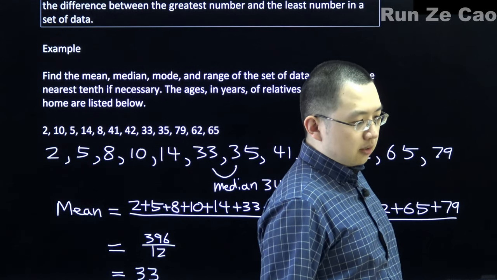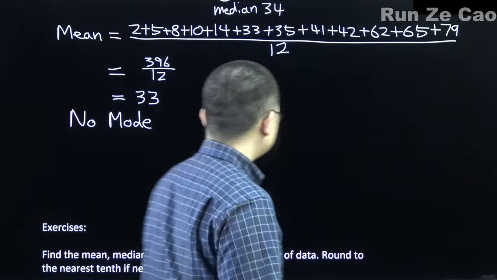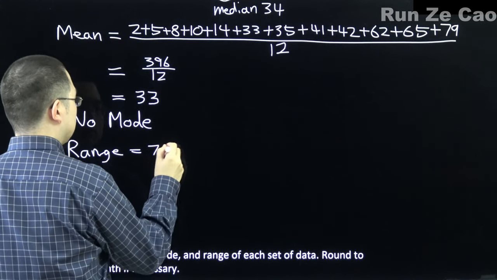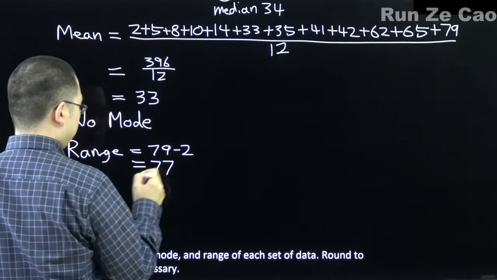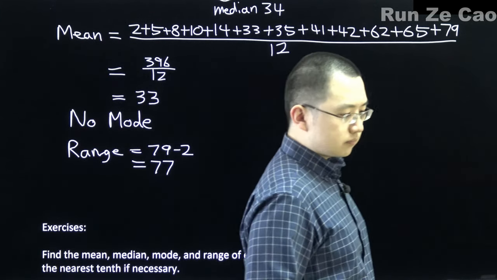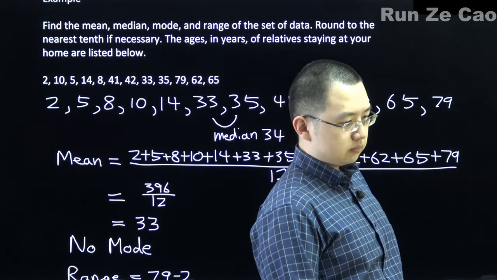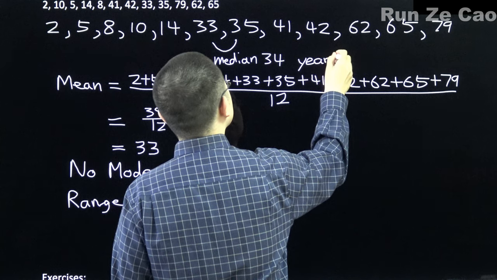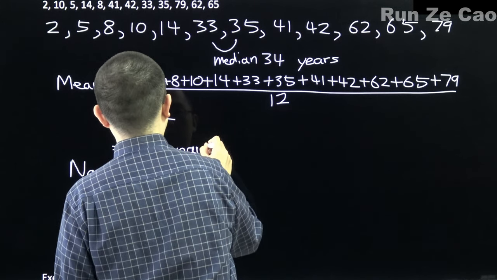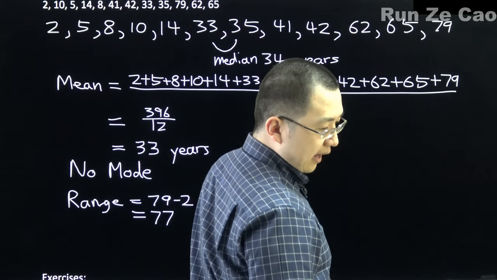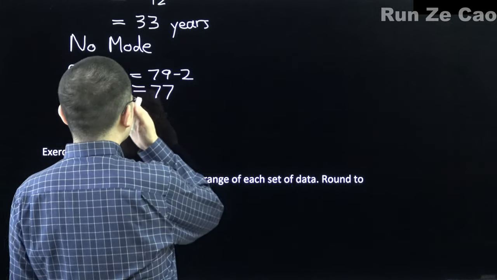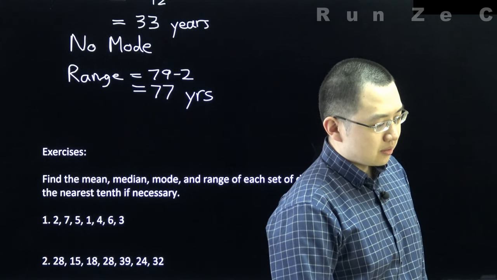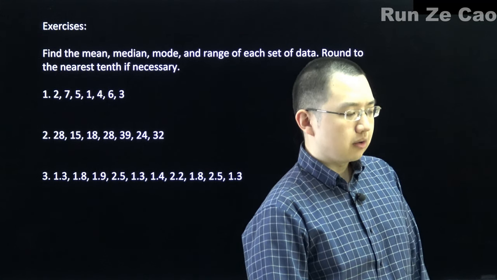So there's no mode. What about the range? Oh, it's from 2 to 79. Range is 79 minus 2, which is equal to 77. Now, since this says ages in years, really we should probably have units, guys. Years. 33 years. The abbreviation for years is annum, which is A. But you also see stuff like YRS or Y. So yeah, make sure you know what is used around your place.